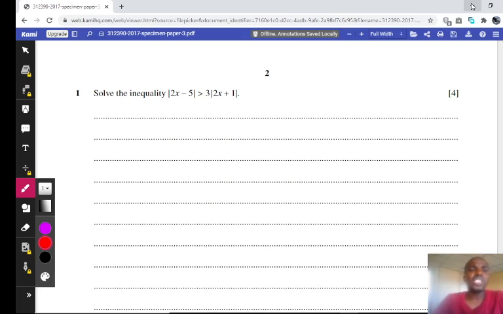It reads: solve the inequality |2x - 5| > 3|2x + 1|. Those are called the magnitudes, or the modulus, of the values inside, right? Or the modulus function. To solve this one, you square both sides, or you square all the values on the left side and on the right side. So you square everything. Let's square: (2x - 5) squared, greater than, you also square the 3, you also square this one, (2x + 1).